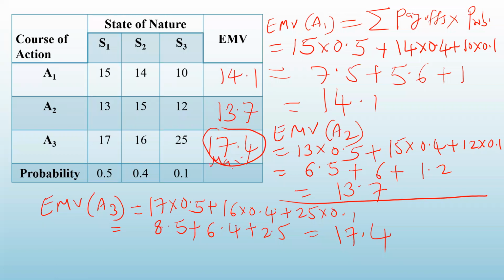And it is corresponding to which one? A3. So by EMV criterion, what is the best decision? It is A3. Okay, so you can write here 17.4 is the maximum EMV. Therefore, A3 is the best course of action. So it is that simple. As I told you, this decision theory is very, very simple, very interesting, simple and scoring.